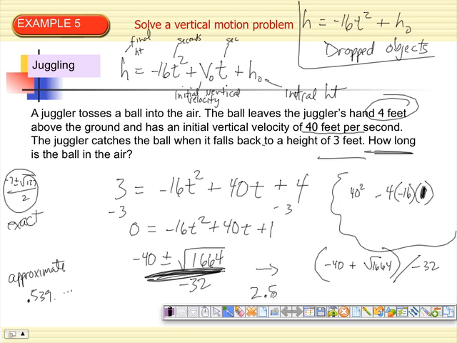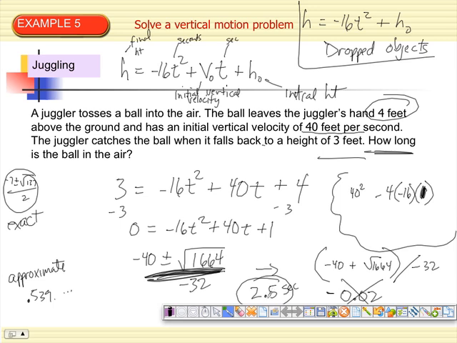Final answer should be around 2.5. What's the other one if you do it correctly? Negative 40 minus this, all divided by negative 32. Negative 0.02. There's your other one. You can't have negative time, so you cancel. Done. 2.5 seconds should be your final answer.